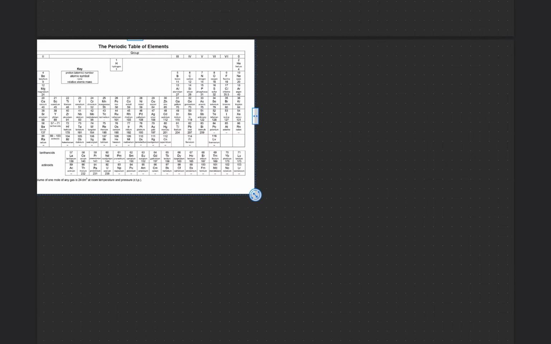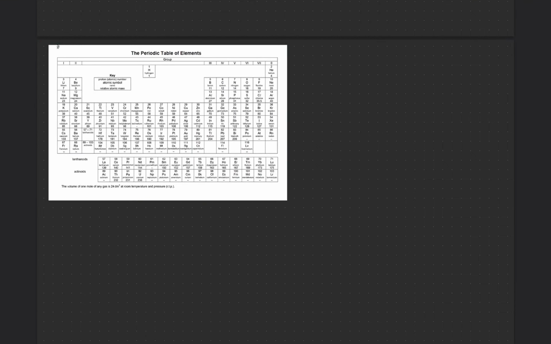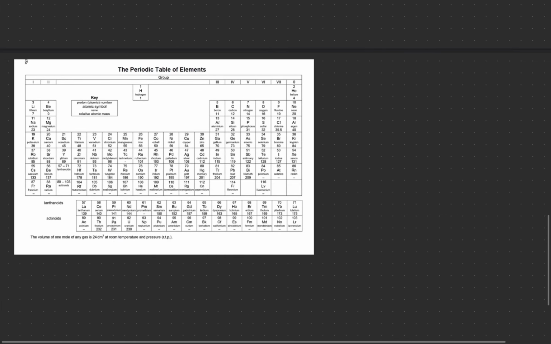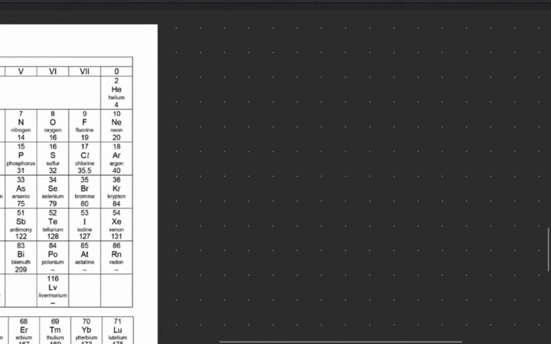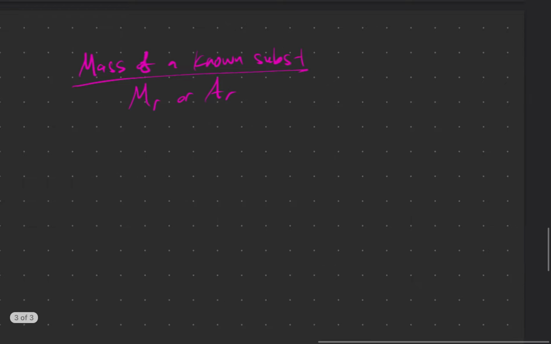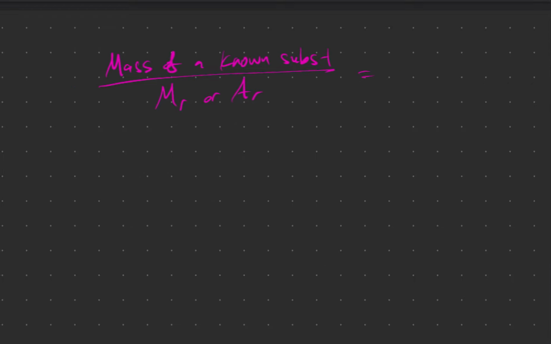So now we move on. There are other ways, like I said just now, to find the mole. What if you don't have the number of particles? Then how are you supposed to find the mole? Well, fret not. There's another way, which is you can take the mass of a known substance, then divide it by its MR or AR, depending on whether it's a molecule or atom, and you get the number of moles.